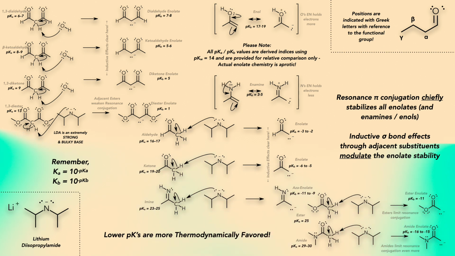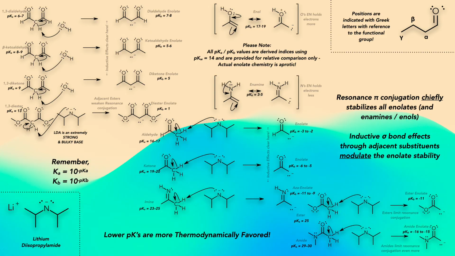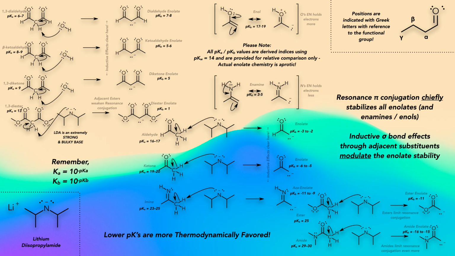Another important concept is position notation. The carbon next to the carbonyl is the alpha carbon, then beta, gamma, and so on. This nomenclature lets us precisely describe where reactions occur.